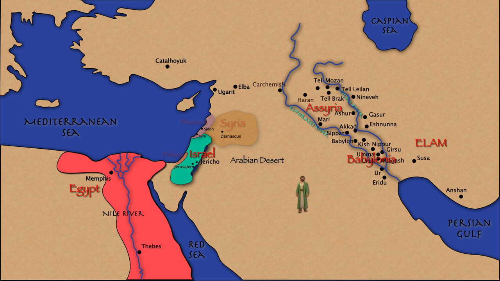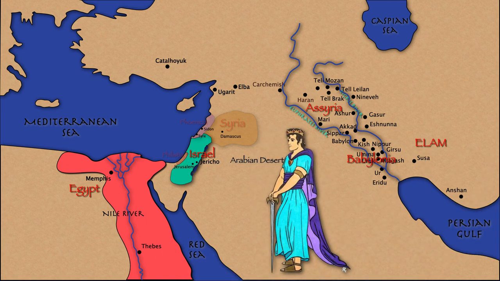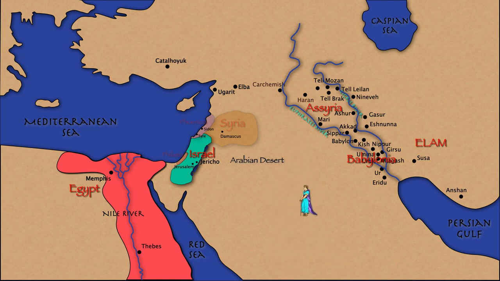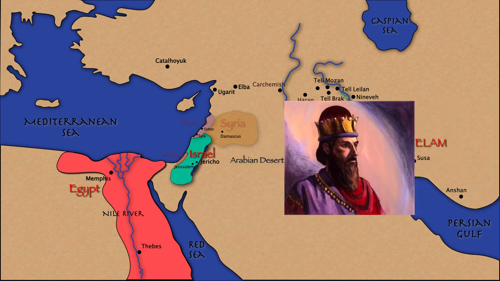And Joshua is going to lead them into the land, taking the city of Jericho and eventually conquering the land on behalf of God. Eventually, a couple of kings come along. Saul is the first one, but a guy by the name of David is the first king that really develops Israel into a nation state.